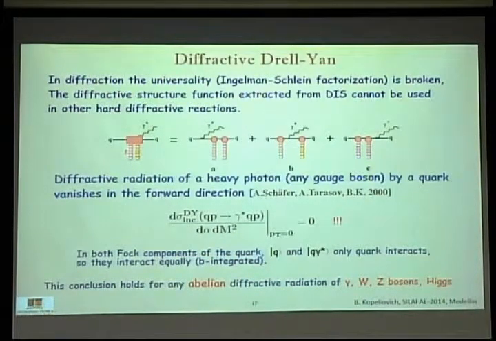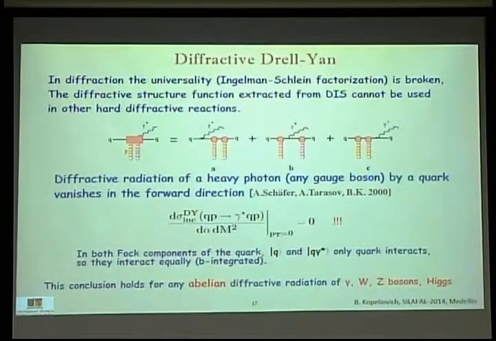Okay, now, as I said, the only process which was strictly proven to be related to deep inelastic scattering via factorization theorem is the Drell-Yan reaction. And let's check why diffraction is broken with Drell-Yan. First of all, notice that radiation of a heavy photon, which is an abelian particle that does not interact, is not possible in the forward direction. Forward direction means transverse momentum to the target is zero.